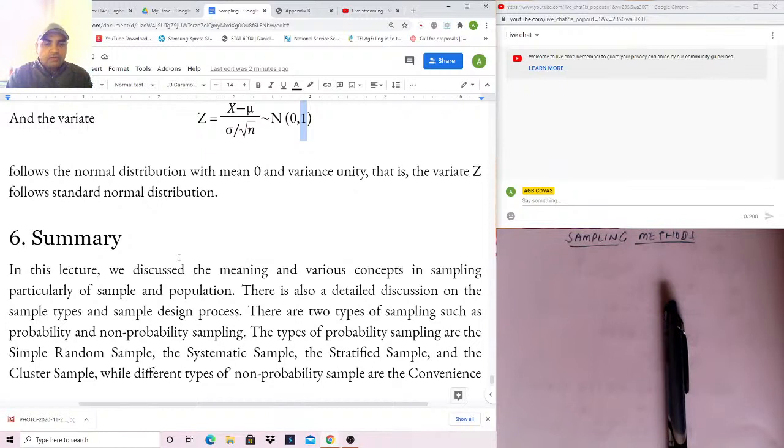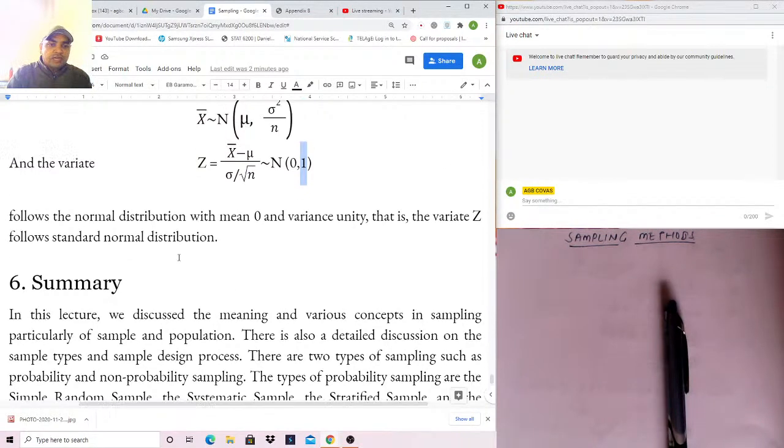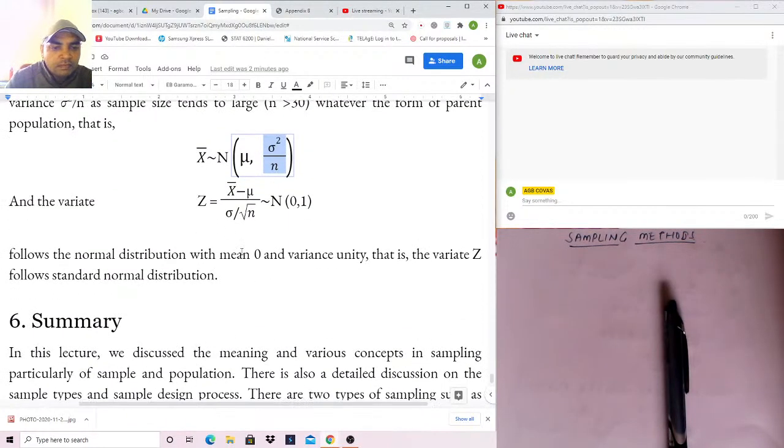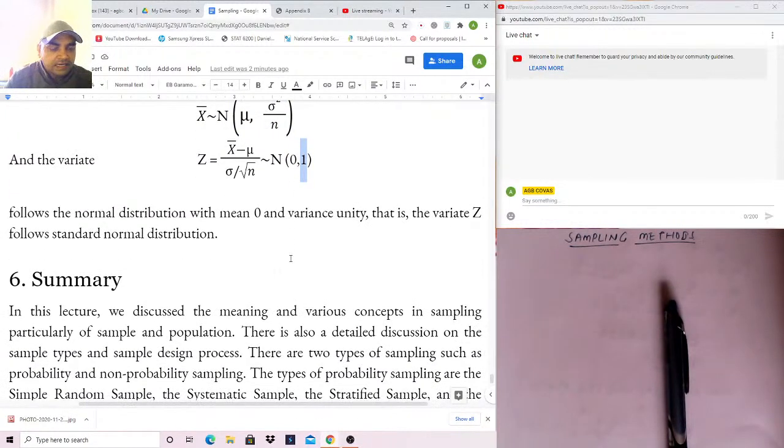So this central limit theorem tells you, let the parent population be anything. If you take out same-size samples from it and take the means, those means will follow a normal distribution, and the mean of those means will be mu. And its variate will be again normal with mean 0 and standard deviation 1. This we have studied already, right?